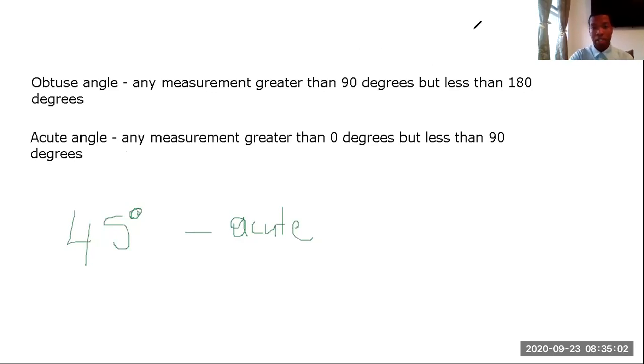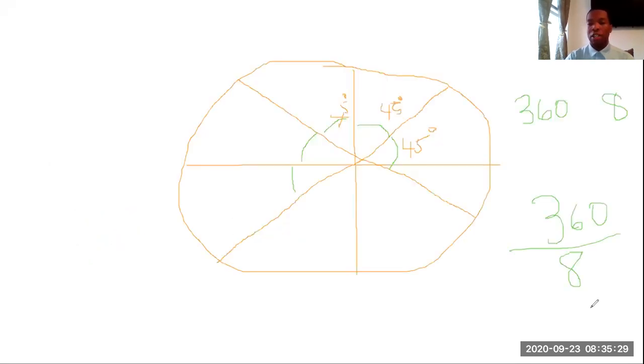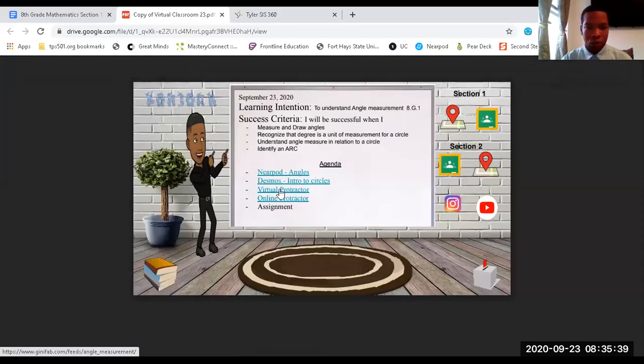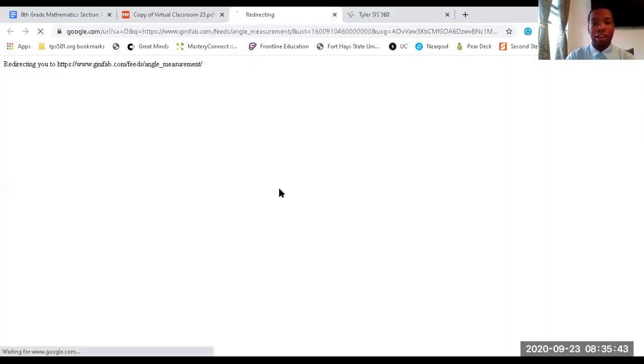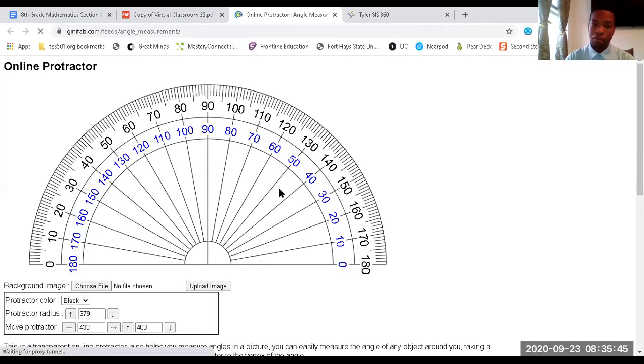All right, so that's just like an introduction to all of this that we're doing. Again, we would be using a protractor in the classroom to figure out the measurement of the angle. When I say protractor, this is what I'm talking about. So I found this tool online that we can use. There are 2 of them. There's the virtual protractor, and this is what a protractor looks like.